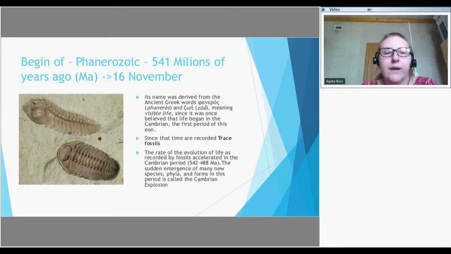Like on this picture, we have some fossils of trilobites, and since that time, since 500 million years ago, we can date rocks from fossils, from fossil traces. We can reconstruct how animals looked, what was their behavior, their environment. And since that time, we have emergence of many new species, new groups of animals.